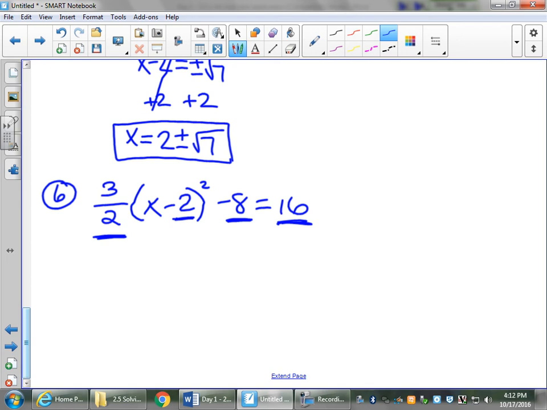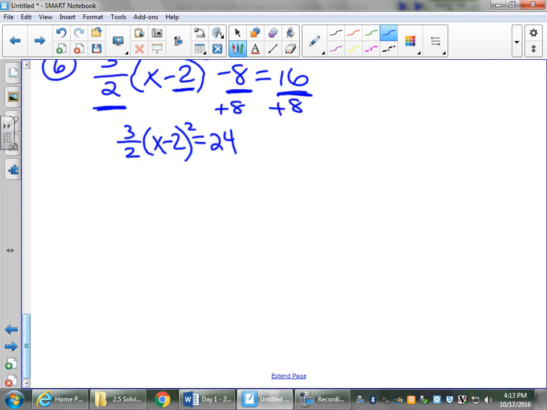When isolating the square on this problem, I'm going to move the 8 first, so we're going to add over the 8. And then how do we get rid of a fraction as a coefficient? So last example we divided, but we don't divide by fractions. Think about that for a second. And yes, the answer is to multiply by the reciprocal instead of dividing by a fraction.